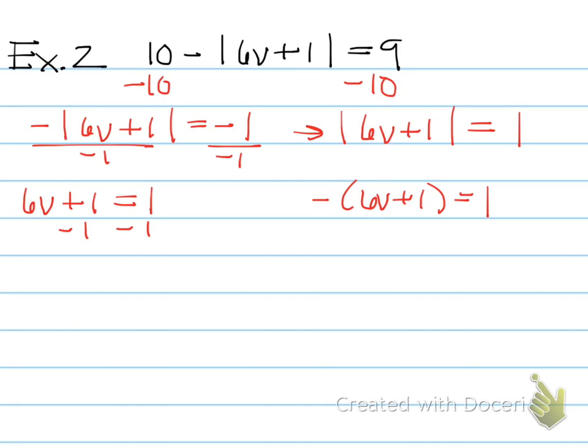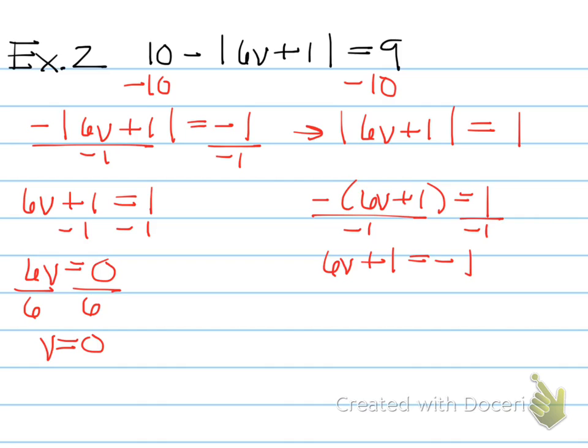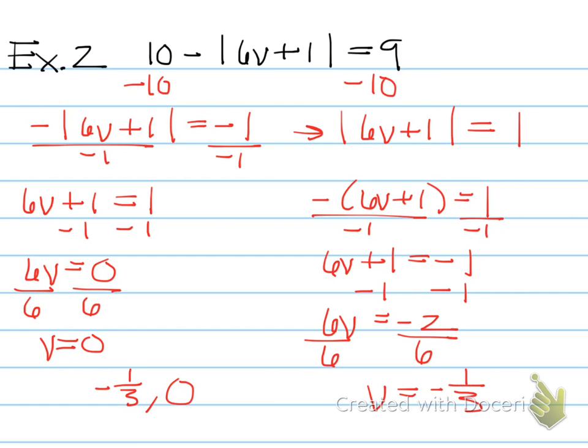We're going to work with the positive one first. So we subtract 1 from both sides. Get 6v equals 0. Divide by 6. v equals 0. So that's one of our solutions. And then for the negative quantity inside the absolute value bars, I'm going to start by dividing both sides by negative 1. It's going to give me 6v plus 1 equals negative 1. Subtract 1 from both sides. 6v equals negative 2. Divide both sides by 6. v equals negative 1/3. So again, put your smaller solution first, comma, bigger solution.